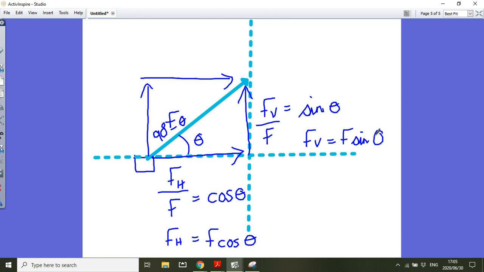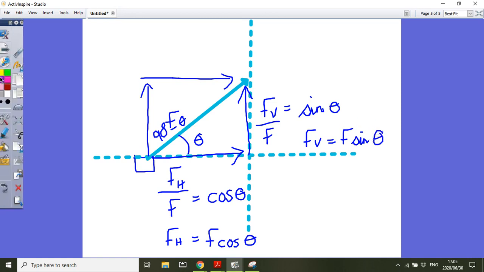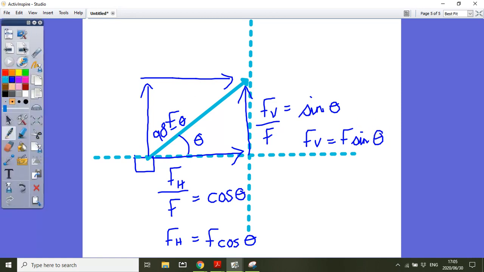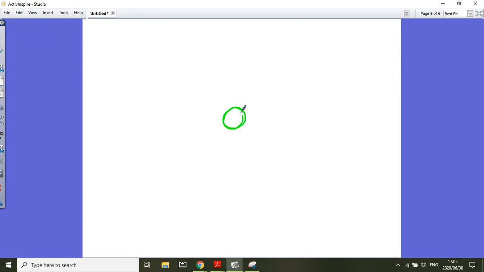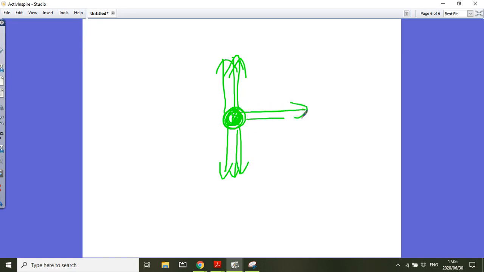Okay, components are important. Now, if they say something is in equilibrium, this is super important because it comes up everywhere. If they say that an object is in equilibrium, what you know is that all the forces that pull this object up must be equal to all the forces that pull the object down. All the forces that pull the object to the right must be equal to all the forces that pull the object to the left, because otherwise it cannot be in equilibrium.